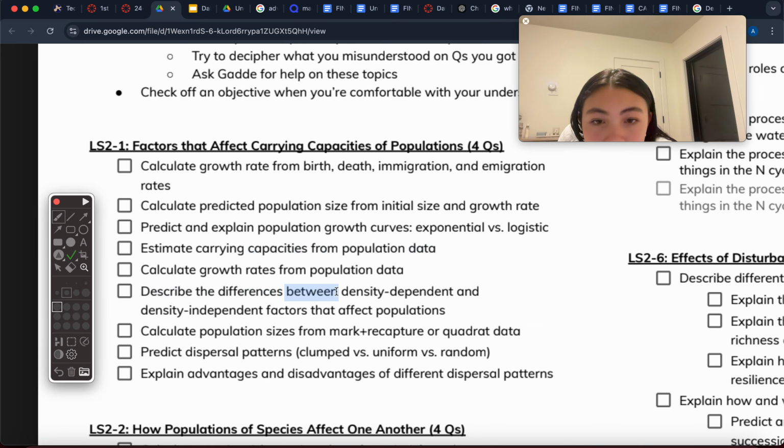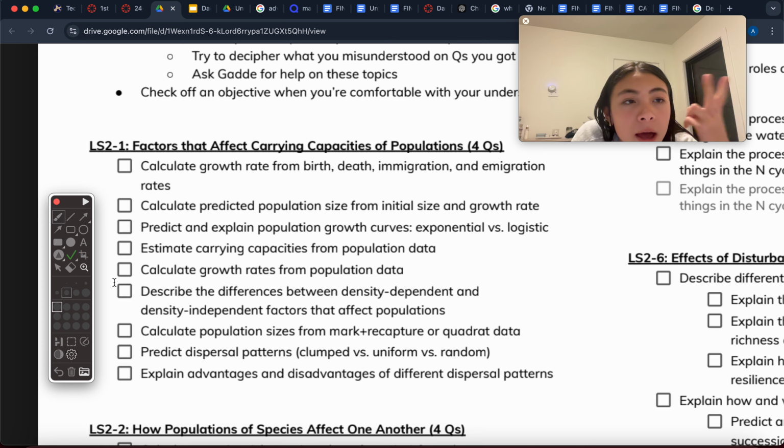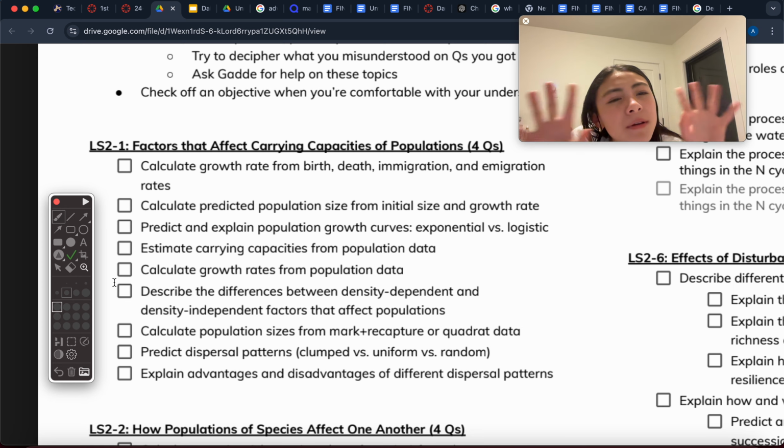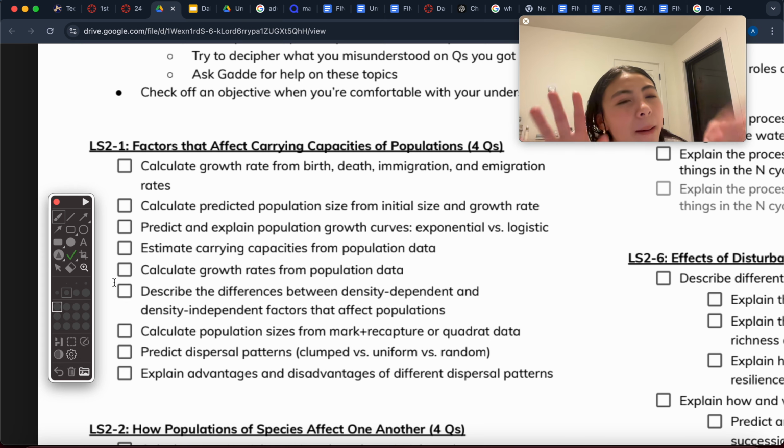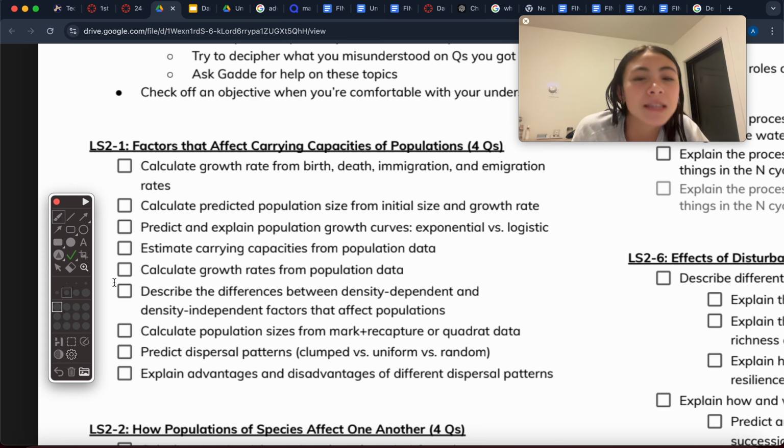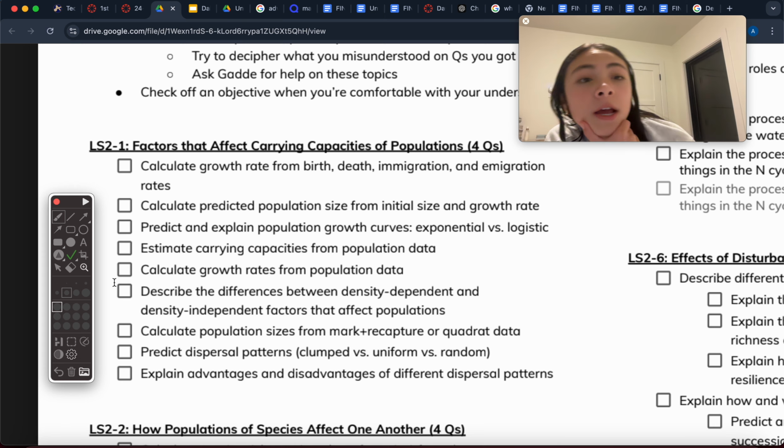Describe the difference between density dependent and independent. Okay, so density dependent things would be mainly resources, which ultimately is just competition. Competitive things like food, partners to mate with, area, shelter, space to live. That's going to be very density dependent.